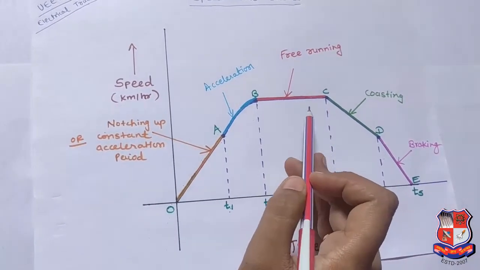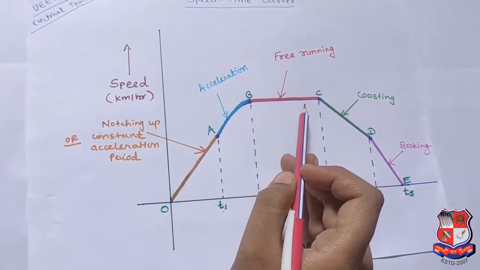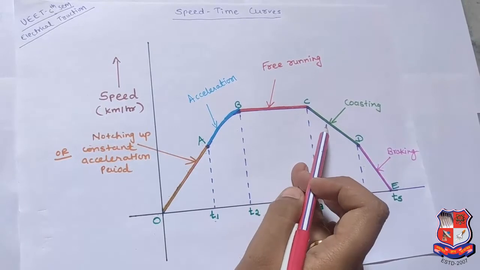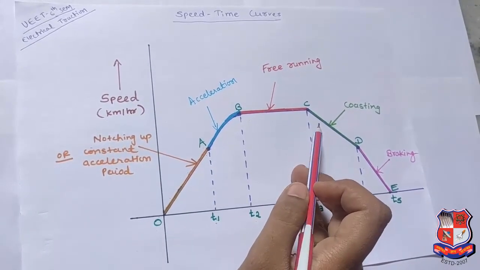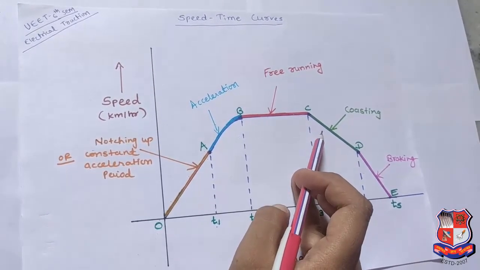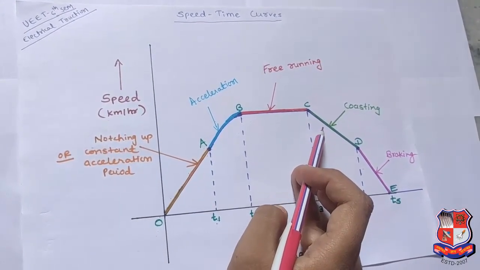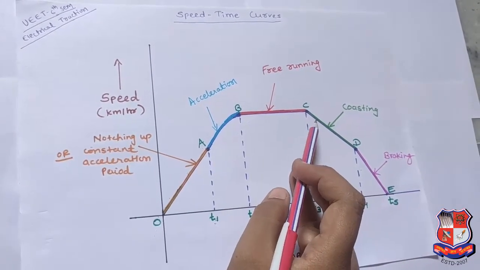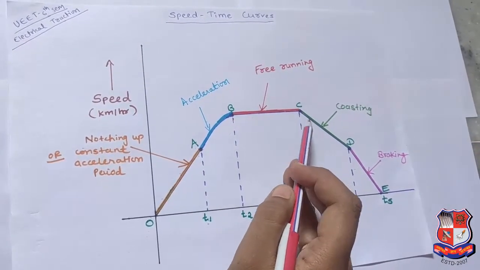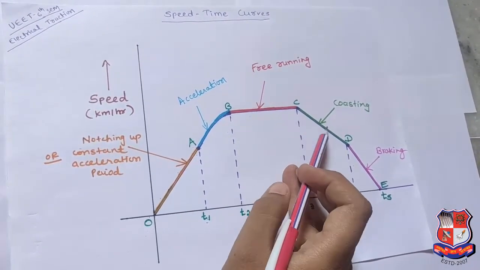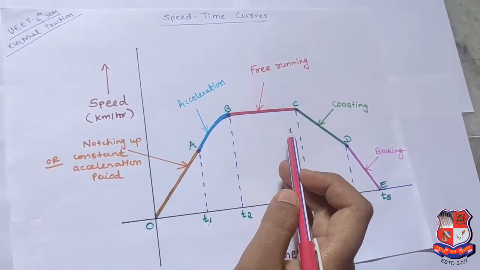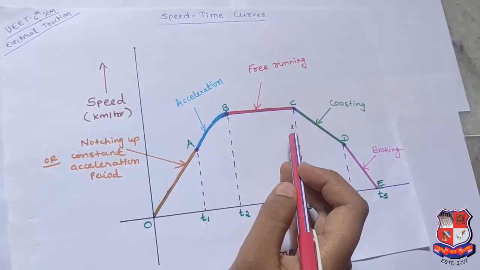So at the end of third period, power supply is cut off and train is allowed to run under its own momentum. So speed of train gradually falls due to train resistance. So during this period, what happens? Current, torque and power is 0. So the speed gradually decreases and train runs without any input power. Okay, so it runs based on the kinetic energy.